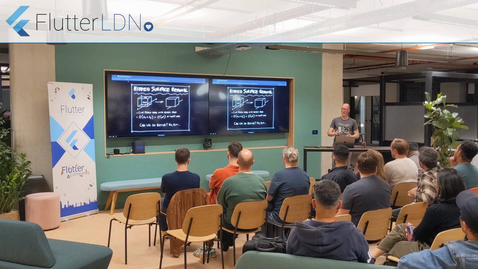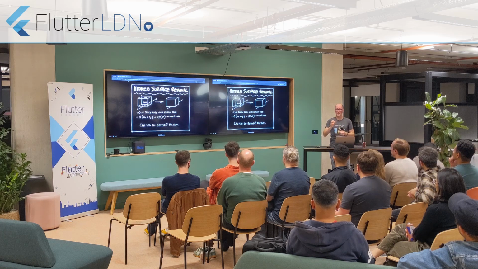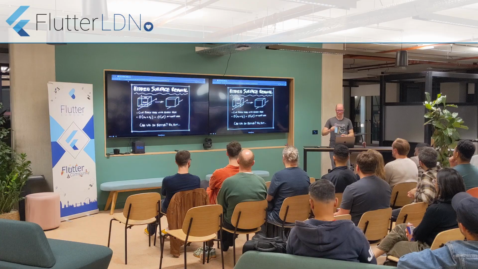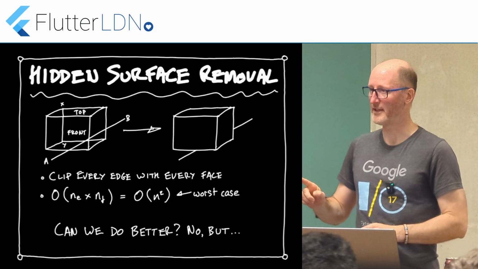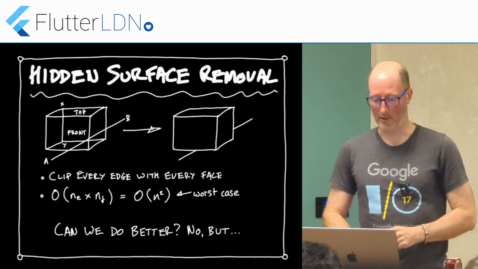So conceptually, we are clipping every edge in the scene with every face. That sounds really expensive. That's like M squared, you should imagine, with all the edges and faces. Now, mathematically, you can't really do better than that. But what we'll see is that we can put some optimizations in to give us much faster performance than that worst case.